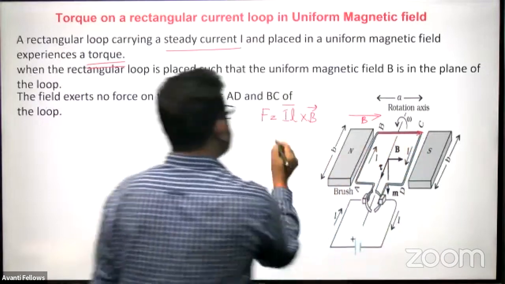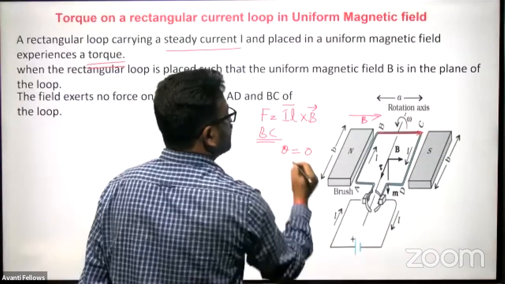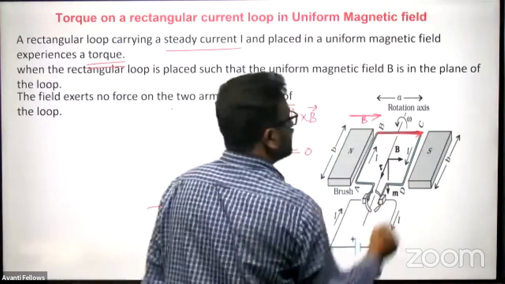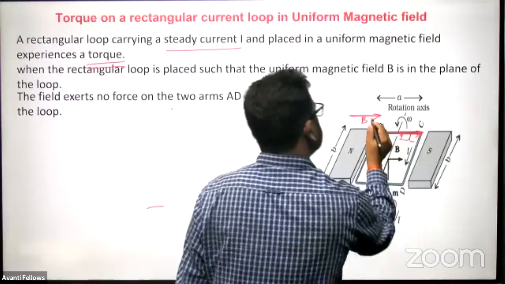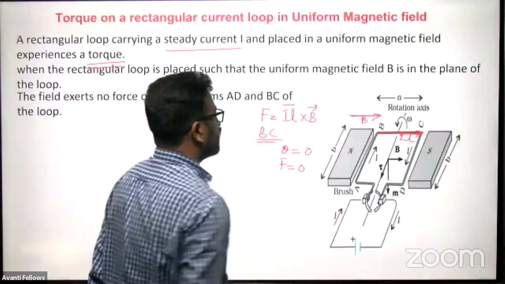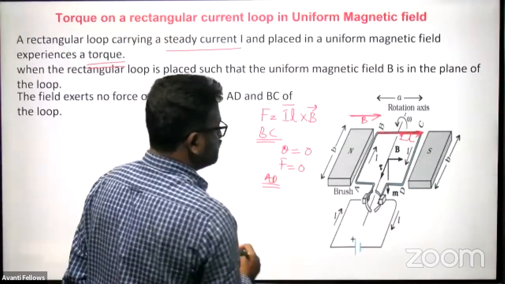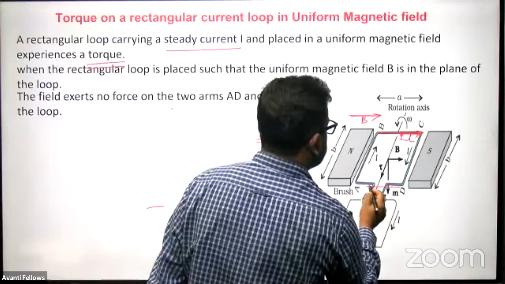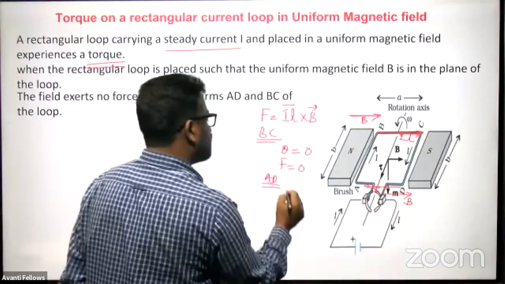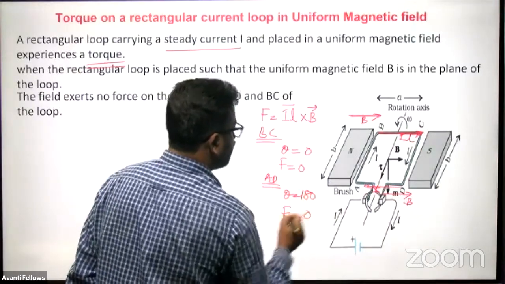So, BC side, theta equals 0 because current is going in this direction and the magnetic field is also in this direction. So this is the IL direction, this is the B direction, so theta equals 0. Force is also equal to 0. Similar is the case with AD. The current is in this direction, the magnetic field is like this, so here theta equals 180. Here also the force will be equal to 0.